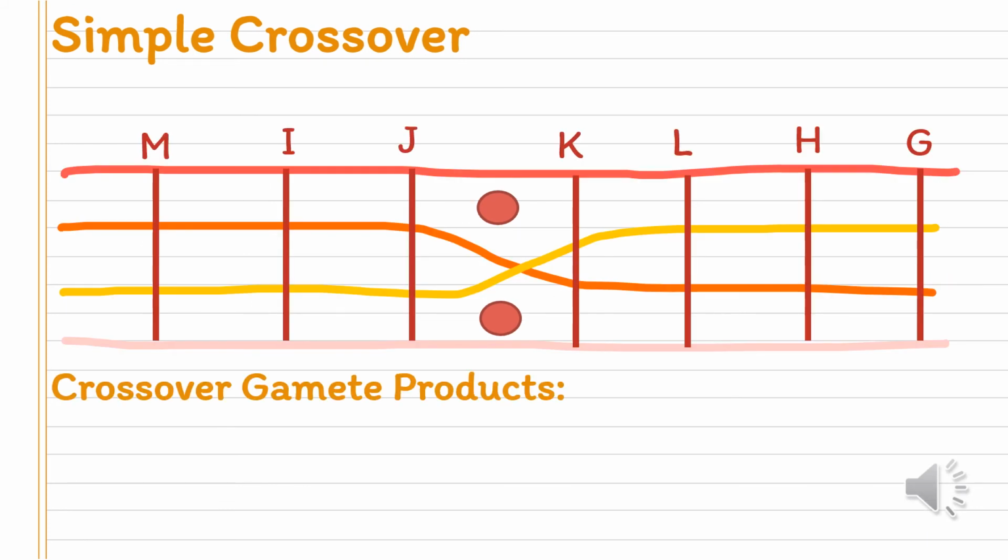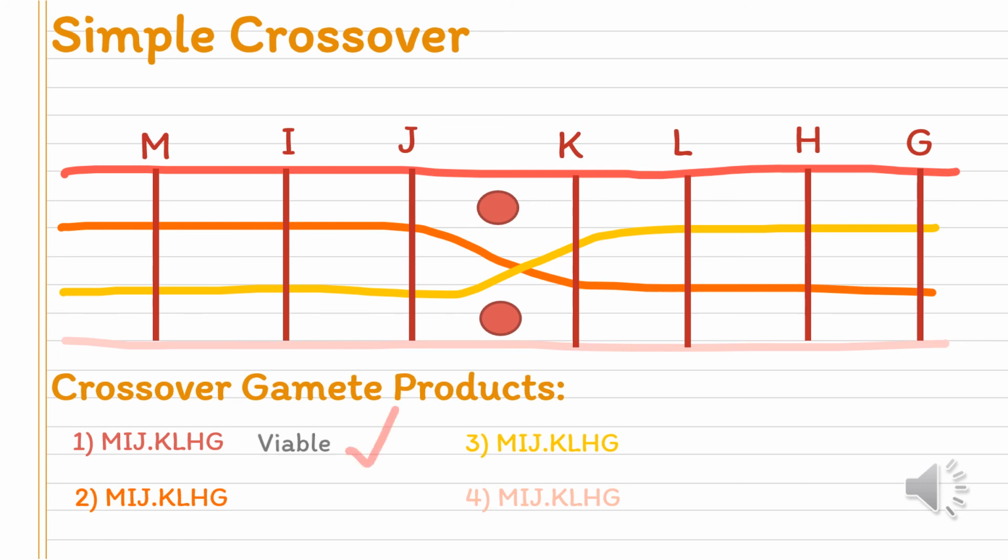Using the same technique as individual 1's crossover, we will get the gamete product shown below. As you can see, they all result in the same sequence, MIJ, centromere, KLHG. They also meet all the requirements of being a viable gamete.